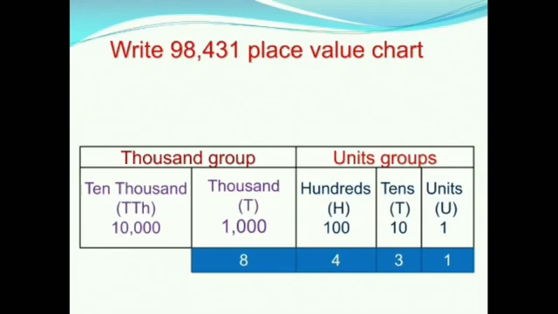Fifth number is 9. Which is the fifth place in the place value table? Yes, fifth place is 10,000. So we will write 9 in 10,000 place. We read it as 98,431.